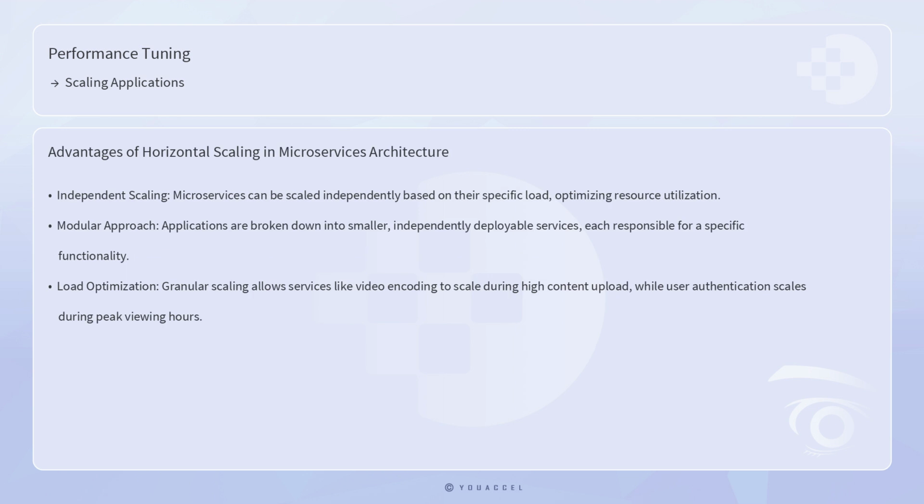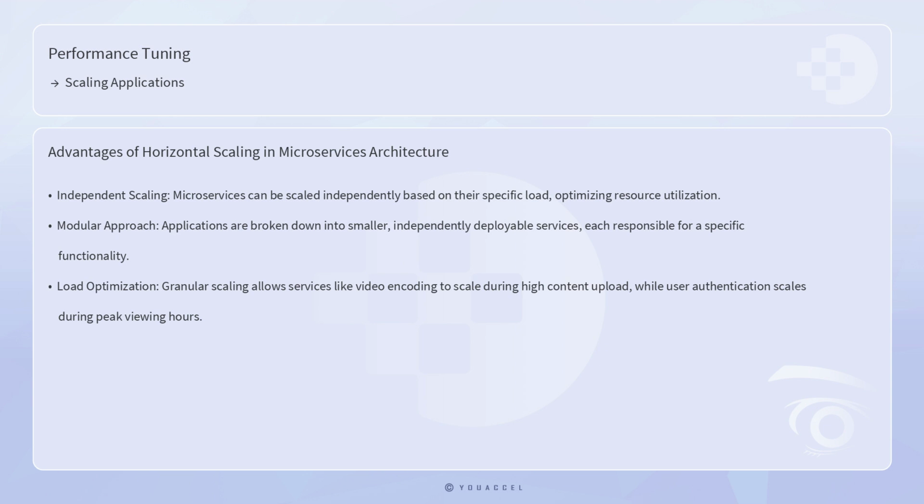Horizontal scaling is particularly advantageous for cloud-native applications designed with microservices architecture. Microservices break down applications into smaller, independently deployable services, each responsible for a specific functionality. This modular approach allows individual microservices to be scaled independently based on their specific load, leading to more efficient resource utilization.